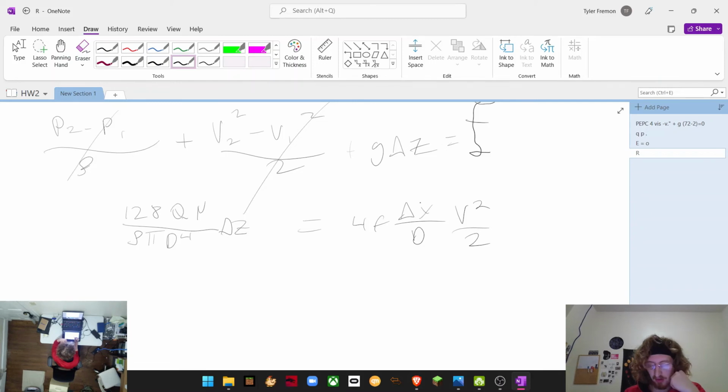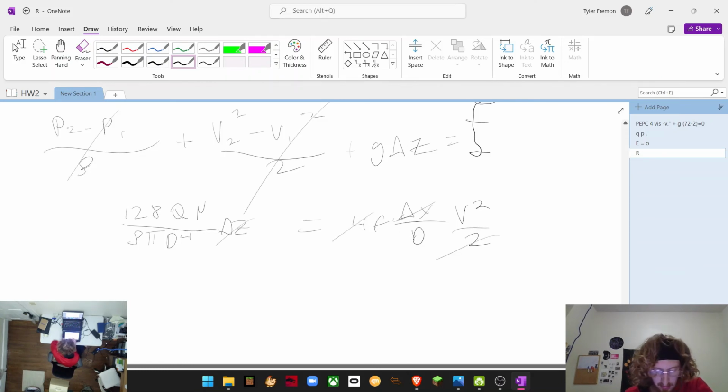First thing I'm going to cancel is delta x and delta z, because it's just different planes of reference, but it's the same in this case. Our change in height is our change in pipe length. Then we're going to have to divide across by 2, so this will come out. This will become 64, I believe. We're going to have to multiply across by d, so this is going to become d cubed. And then we have this v squared left over.